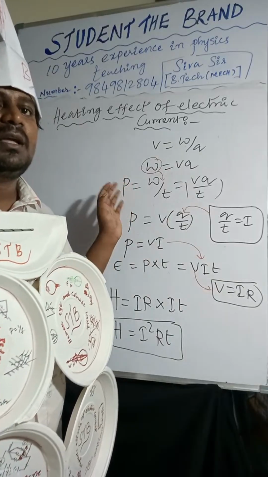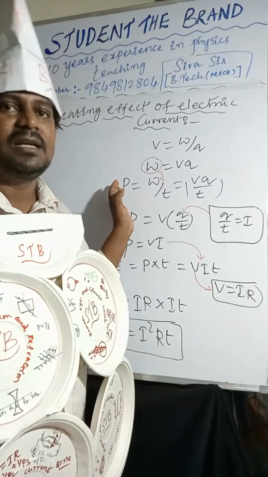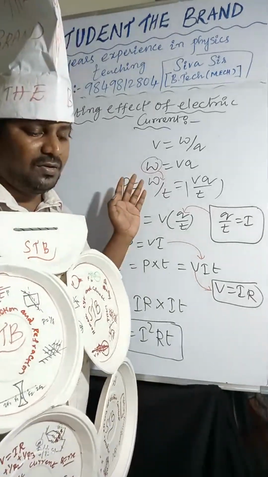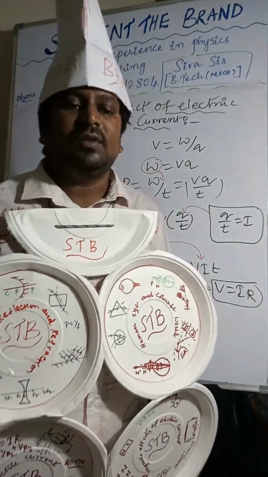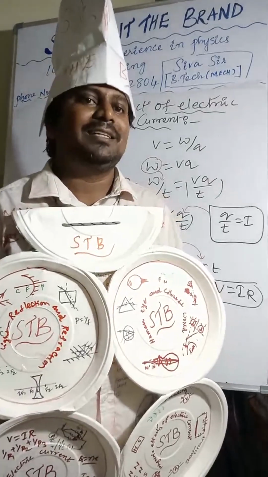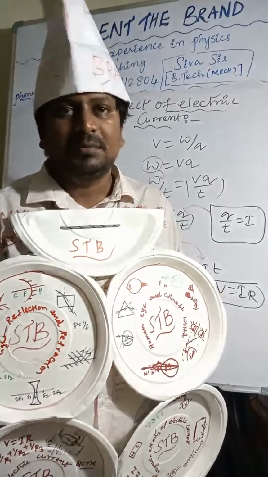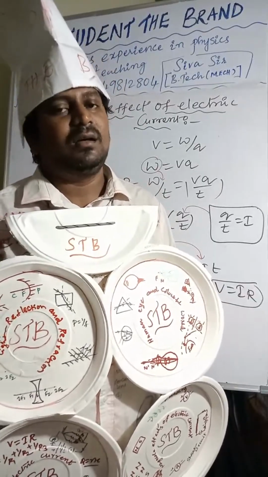This is also known as Joule's law of heating. Heating effect of electric current is also known as Joule's law of heating. Next one, short circuit. Short circuit is nothing but the direct contact of live wire and neutral wire takes place. Then a heavy amount of current will be drawn from the mains, so it leads to a fire in the building.